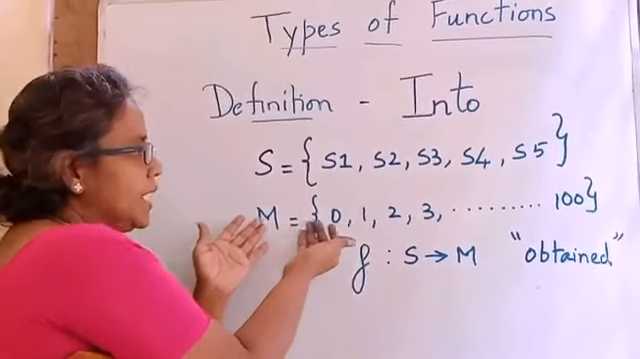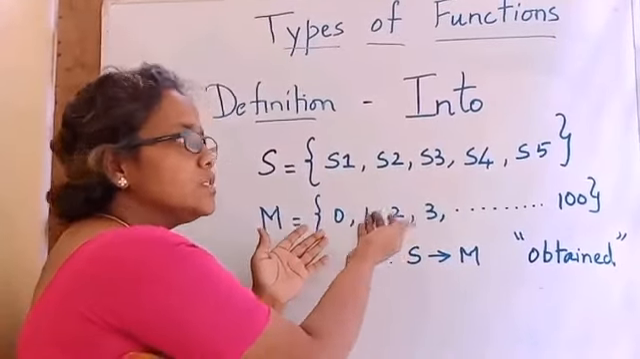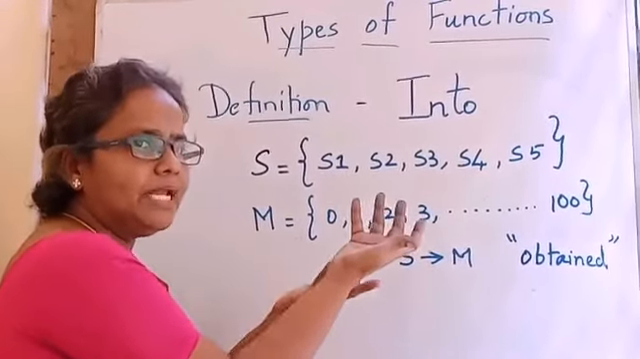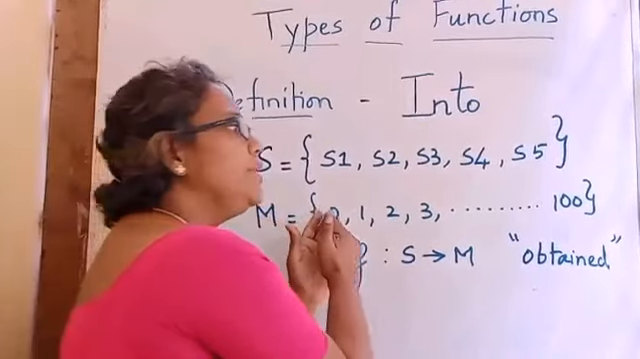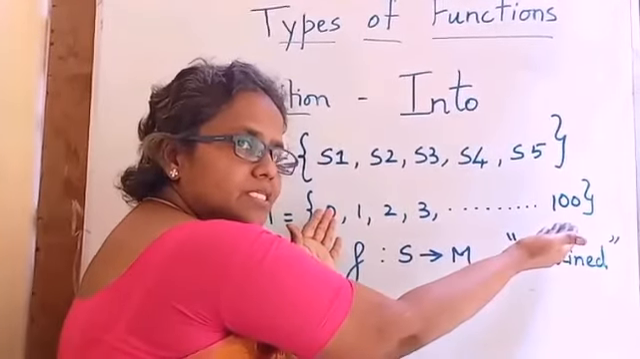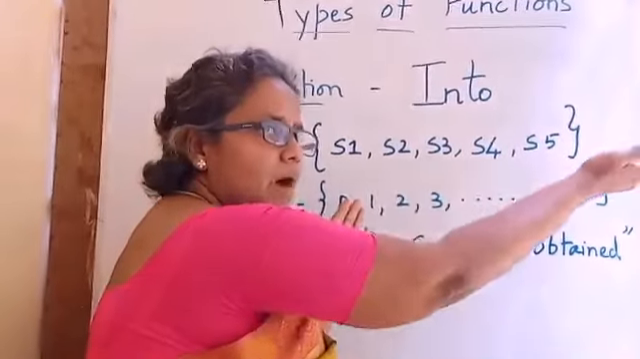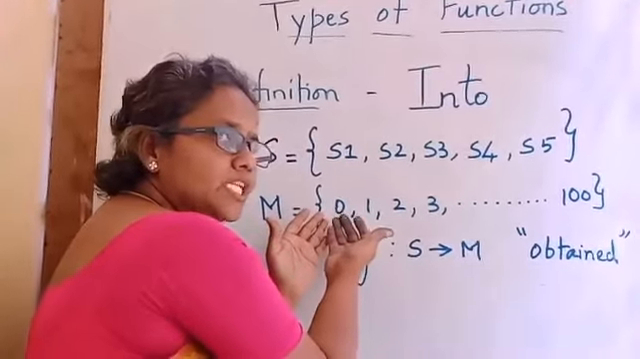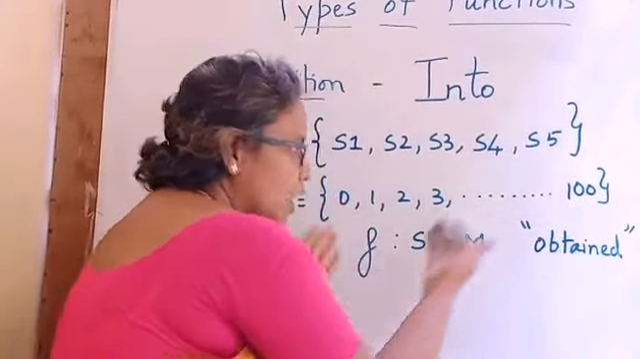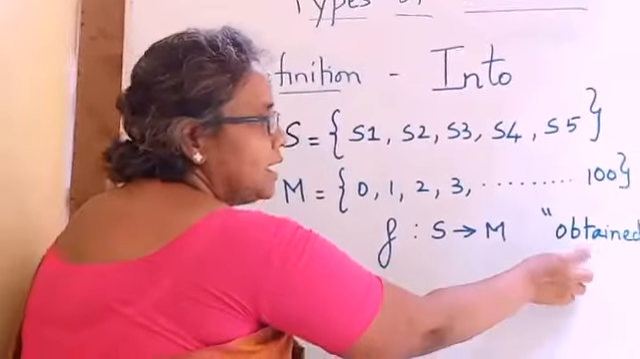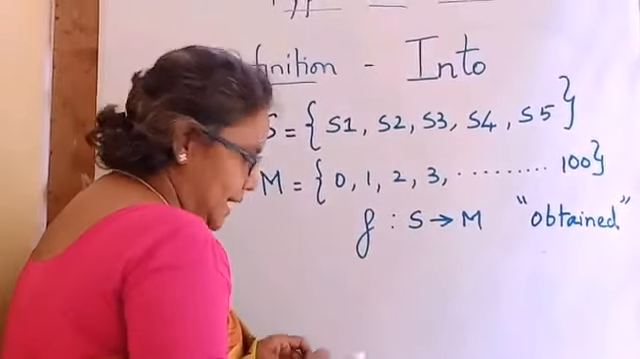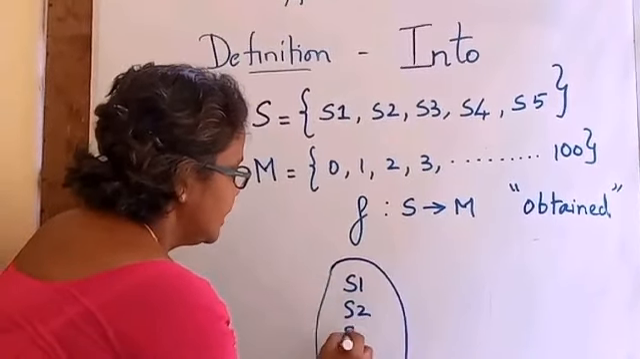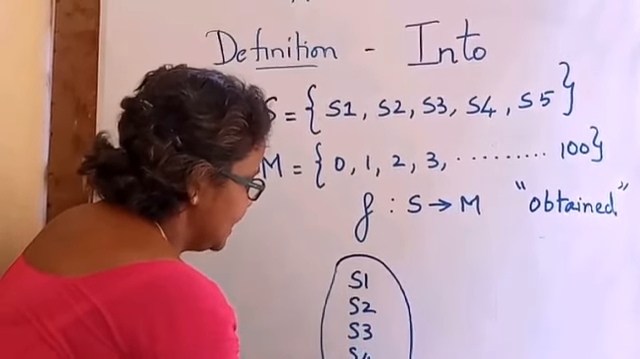And set M represents the marks, the scores the students can obtain. What will be the minimum mark a student might obtain? It might be 0. And what will be the maximum mark according to our Indian education system? The maximum mark that can be obtained will be 100. So set M will have numerals from 0 to 100. Now I am going to show you the mapping under this particular function, namely obtained. So I have 5 students, namely S1, S2, S3, S4 and S5.